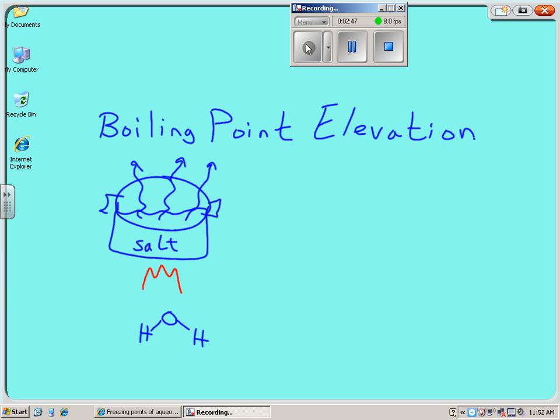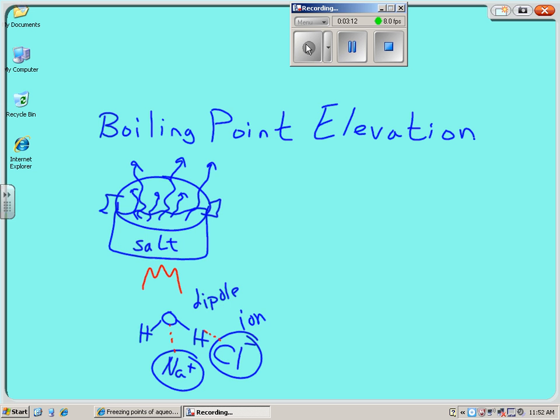H2O, which has the OH part, so hydrogen bonding can occur. And we have some sodium ions and some chlorine ions. We're going to end up again with some ion-dipole forces. And when these forces are created, we hold back the water molecules. So fewer of them can escape, or it takes more energy for them to escape, because the salt is holding those water molecules back like little magnets.